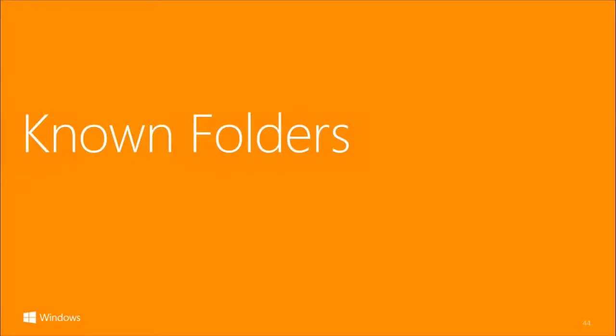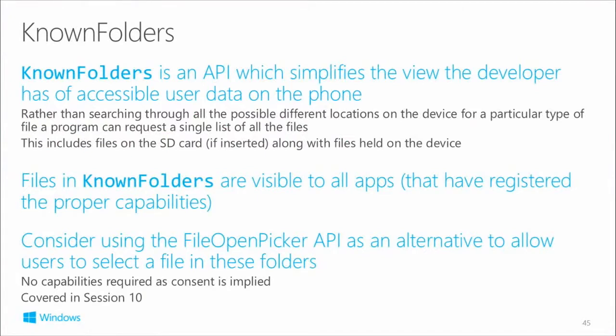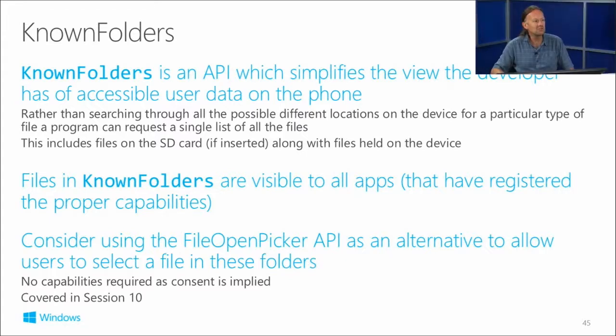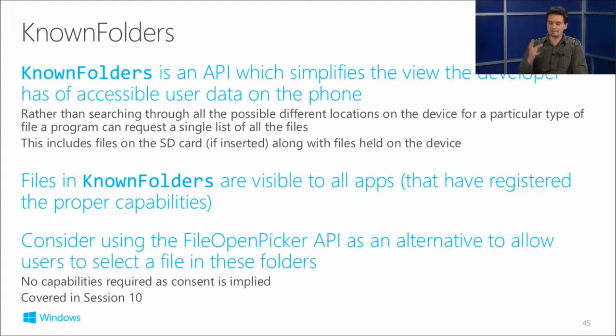So the last storage space we're going to talk about is known folders. Known folders is pretty fun. It's an API that simplifies the view the developer has of accessible user data on the phone. So we're not talking about data that's been stored by the application necessarily. We're talking about data that's been stored in our pictures, in our videos, in our music folders. So this is the user's data. You can call this user data rather than app data. Yes.